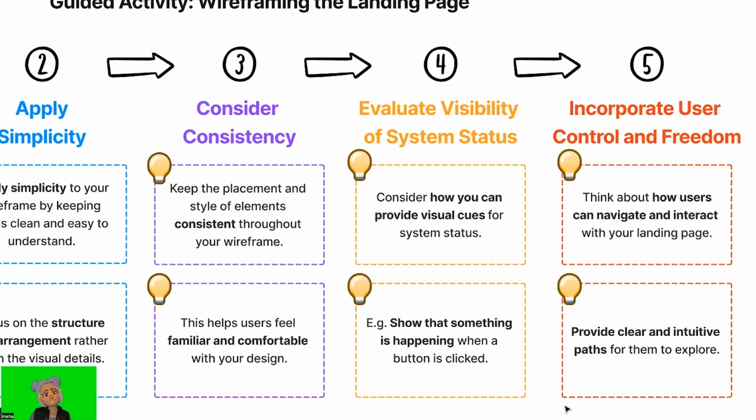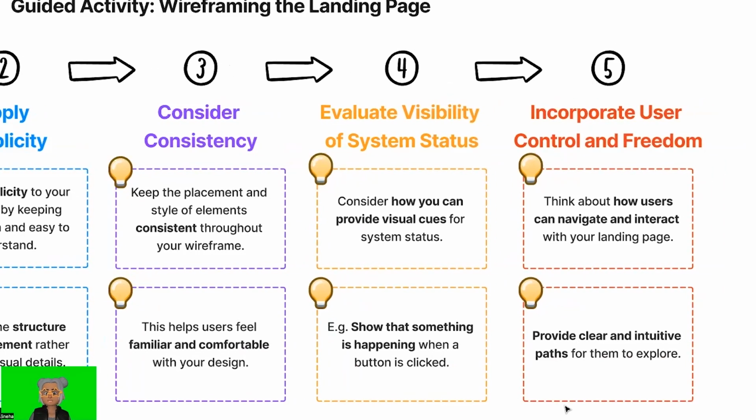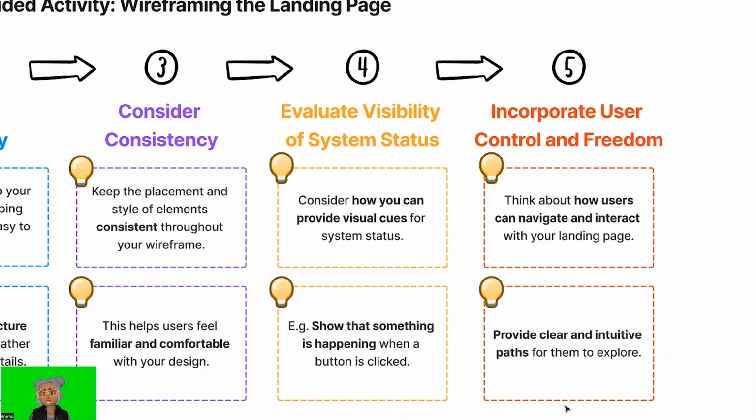And step 5, incorporate user control and freedom. Think about how users can navigate and interact with your landing page. Provide clear and intuitive paths for them to explore. For example, include clickable buttons or links in your wireframe that lead to different sections or pages. Give users the freedom to choose where they want to go.